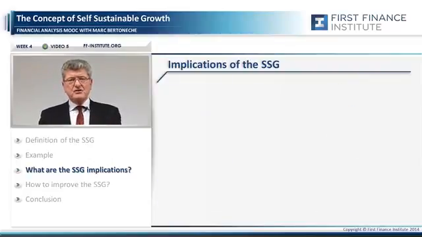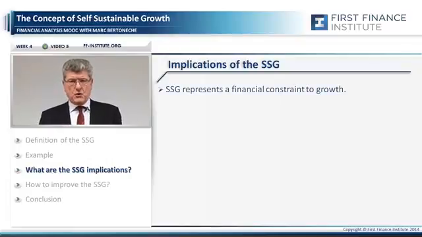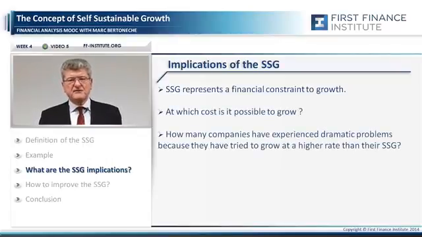So self-sustainable growth represents a kind of financial constraint to growth. It's always possible to grow in a business. The only question is, at which cost? How many companies have experienced dramatic financial problems and ended up in bankruptcies because they have tried to grow at a higher rate than their self-sustainable growth?